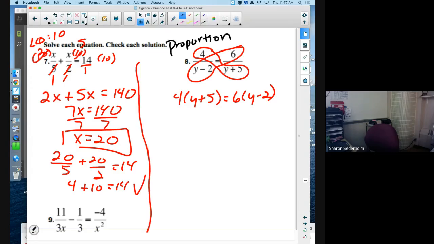Let's distribute. We've got y's on both sides. We should try to get those together. Subtract them. Which one? Yep. We usually take the smaller one, keep the y's positive.